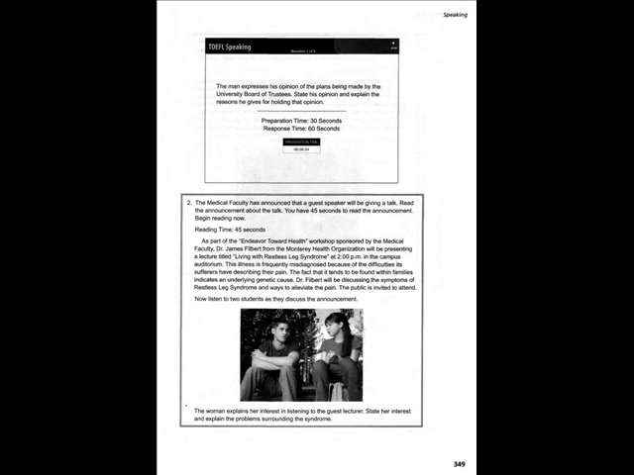The woman explains her interest in listening to the guest lecturer. State her interest and explain the problems surrounding the syndrome.